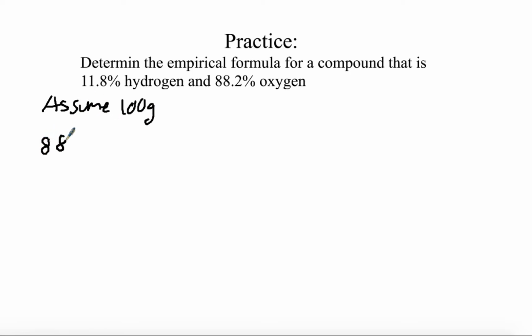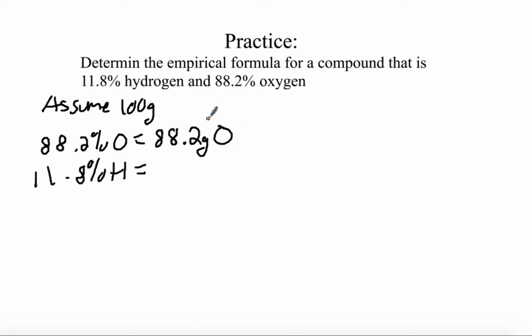So if this thing is 88.2% oxygen and 11.8% hydrogen, I'm going to have 100 grams of this stuff. If I have 100 grams and 88.2% of that is oxygen, that means I have 88.2 grams of oxygen. We assume 100 just because it makes the transition from percentage to grams easier. Of course, you can do this for any number of grams. If you want to assume 50 grams, that's fine, you're just going to have to do a little more math. With 100, percentage equals grams. That's why we assume 100 grams, just to make our lives easier. So with 100 grams of the substance, 88.2% oxygen and 11.8% hydrogen, I have 88.2 grams of oxygen and 11.8 grams of hydrogen.